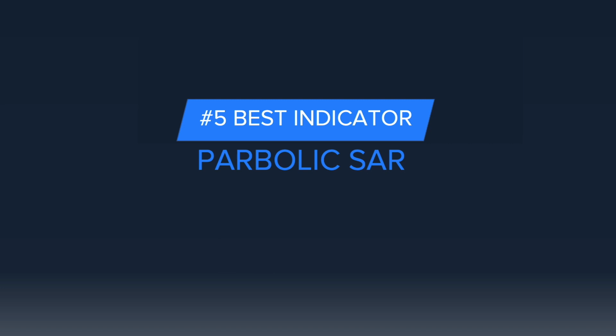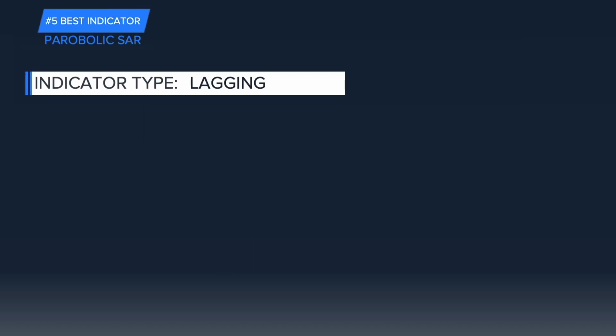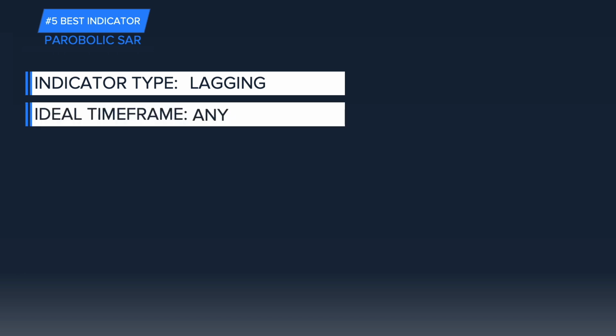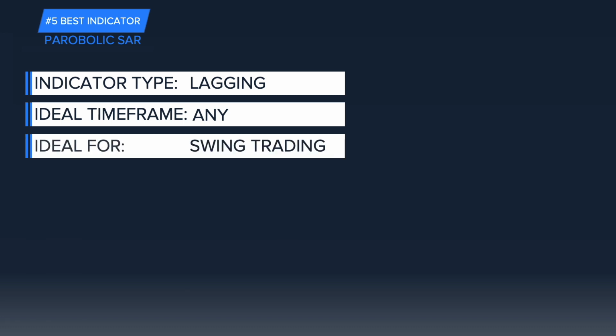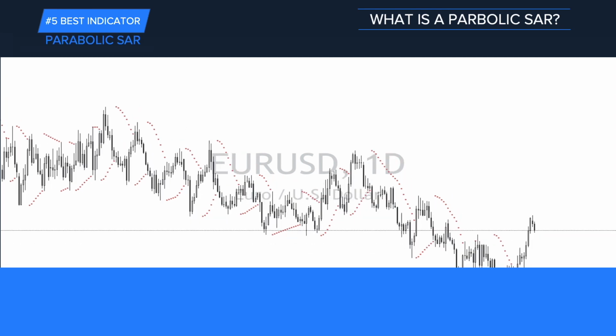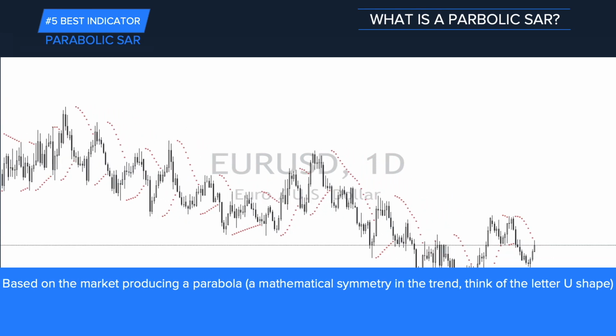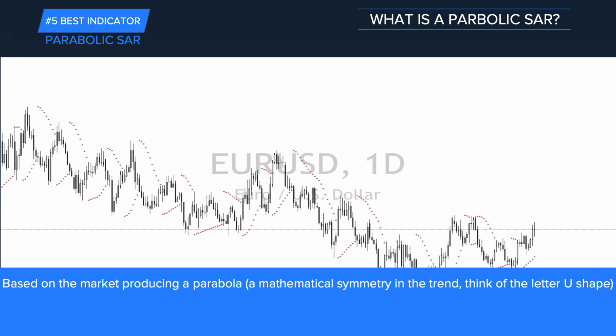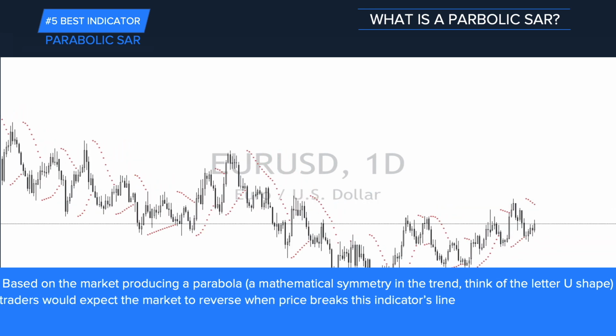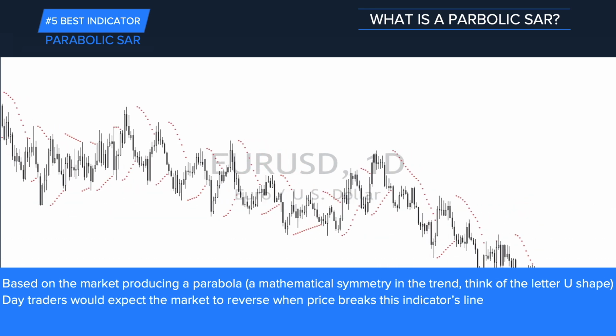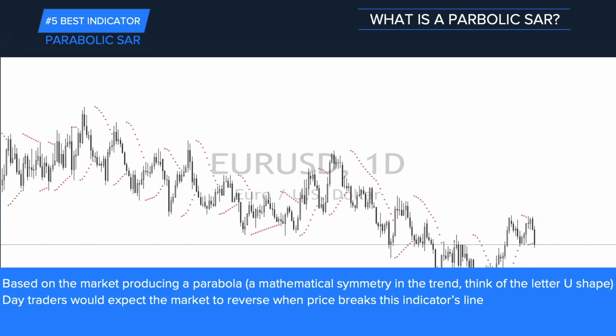Parabolic SAR. This type of indicator is also lagging behind the price, but allows us to predict future movements. The Parabolic SAR can be used in any time frame, generally the higher the better. This indicator is ideal for traders who want to swing trade. So, what is a Parabolic SAR? This indicator is based on the market producing a parabola from a recent trend, giving day traders an opportunity to find a potential area for the market to reverse.